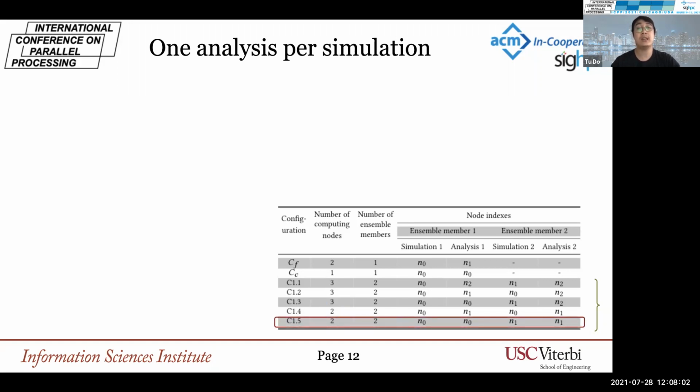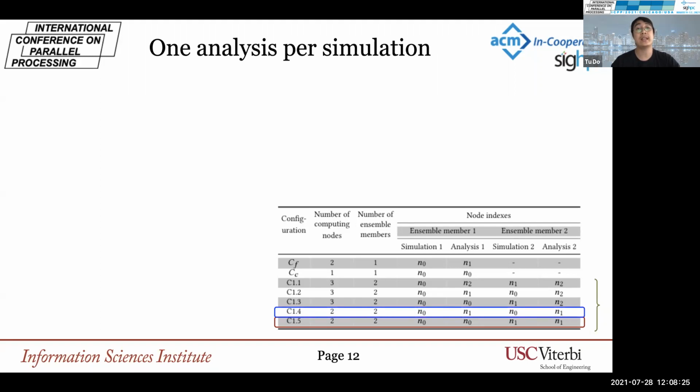More specifically, if we take a look at the last configuration, C1.5, this is the configuration where the simulation and analysis of the same ensemble members are co-located on the same node. So this configuration can benefit from data locality. We expect this configuration C1.5 should be the best configuration.